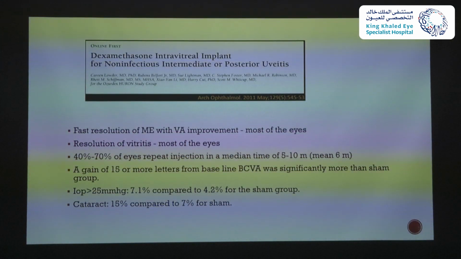This is the trial that led to approval of Ozurdex, and it showed resolution of vitritis in most of the eyes. About 40 to 70% of eyes need repeated injection in a mean of 6 months, but in our practice, the duration is actually not more than 3 months.